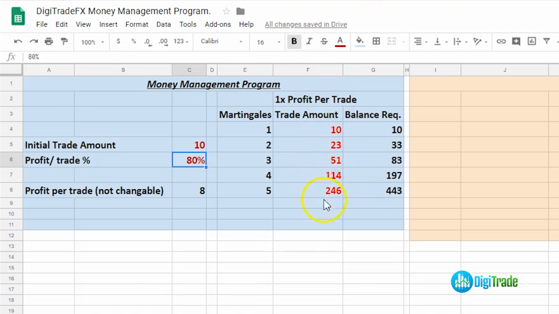Now, to be honest, I rarely ever go beyond level 4. Very rarely. It has to be a pretty good, strong signal for me to ever take the 5th entry. Now, if we take a third level loss, our account is down 83 or 8.3%. If we take a 4th entry loss, it's down 19.7%. So that's nearly 20% of a loss, so it's quite a lot.